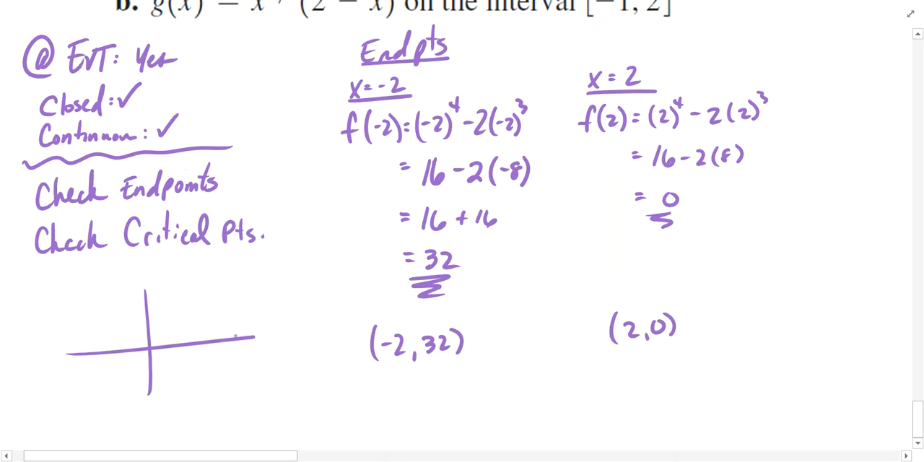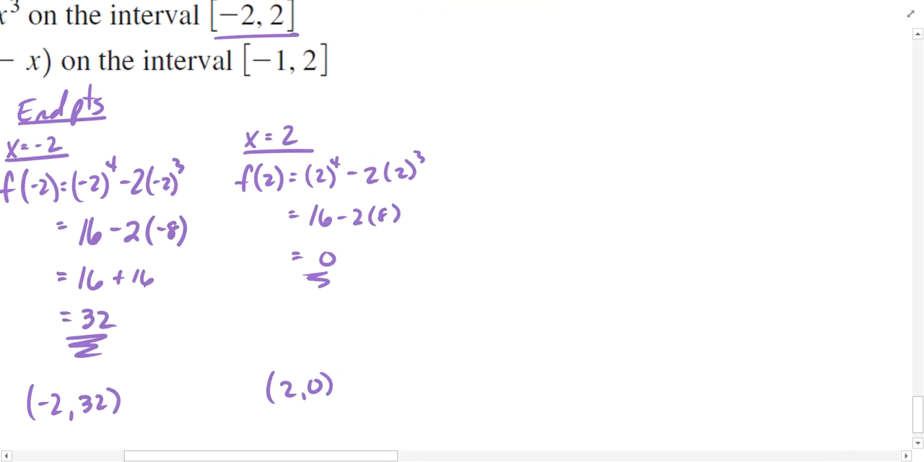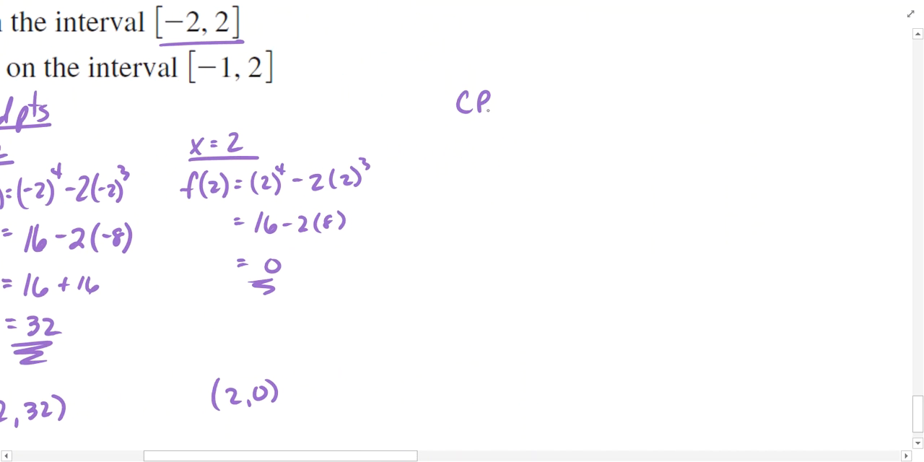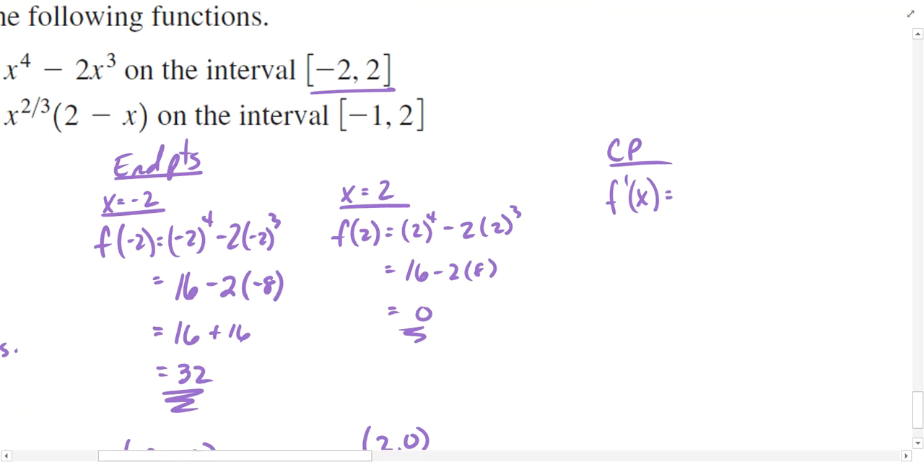So again, I don't really know what this graph looks like, but at negative 2 on the x-axis, we got a y value of negative 32, and at positive 2 on the x-axis, we've got a y value of 0. That's what we know is happening at the ends. As far as our critical points go, the critical points occur when the derivative is equal to 0. So let's go ahead and find the derivative.